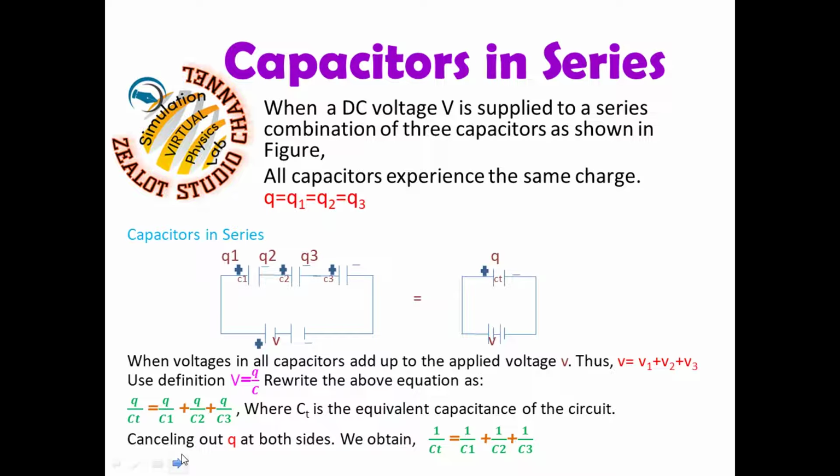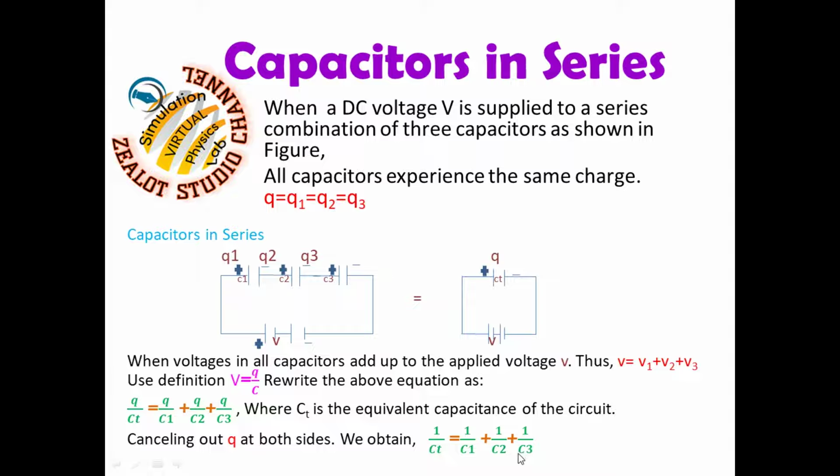Therefore, the Q here and the Q here are the same, so take it in common as a constant Q. So 1 over C1 plus 1 over C2 plus 1 over C3, times Q, and Q cancels on both sides. Cancelling out Q on both sides, we obtain: 1 over C total, the inverse of the equivalent capacitance, equals the inverse of C1 plus the inverse of C2 plus the inverse of C3.